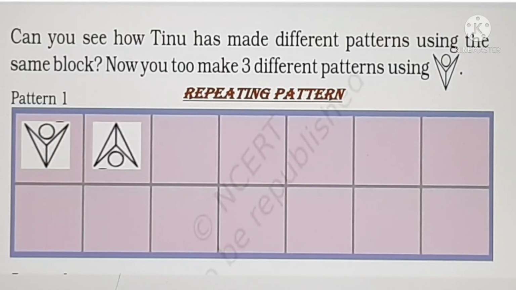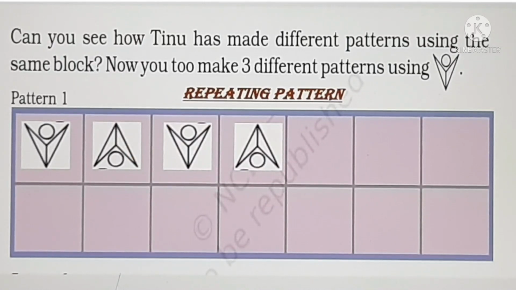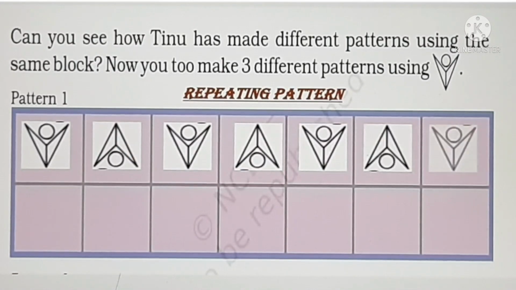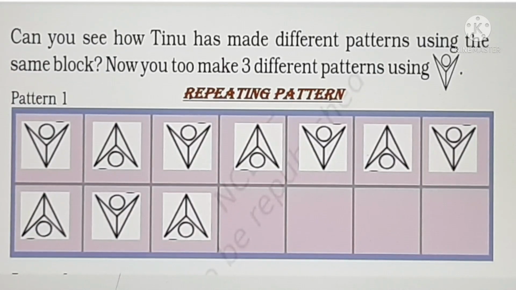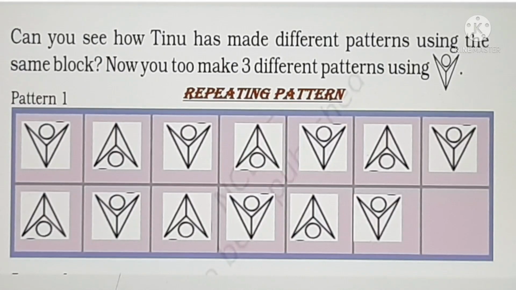Second, we will keep it in the upward direction. You can see it on top. Now we will keep down, up, down, up, and so on. So in this way, we are making the pattern down, and then finally up. So the first pattern has been completed.